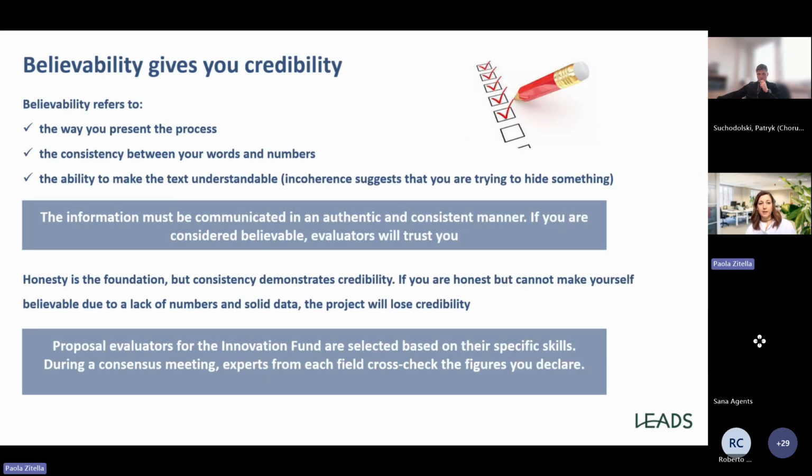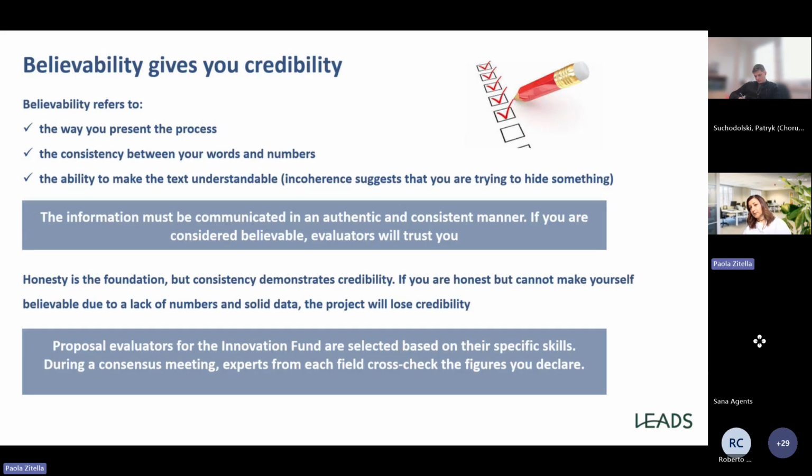Believability gives you credibility, but believability refers to three main pillars: the way you present the process, the consistency between your words and the numbers, and the ability to make the text understandable. Incoherence suggests that you're trying to hide something. The information must be communicated in an authentic and consistent manner. If you are considered believable, evaluators will trust you. So honesty is the foundation, but consistency demonstrates credibility.